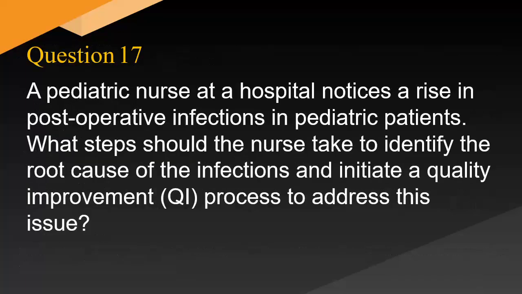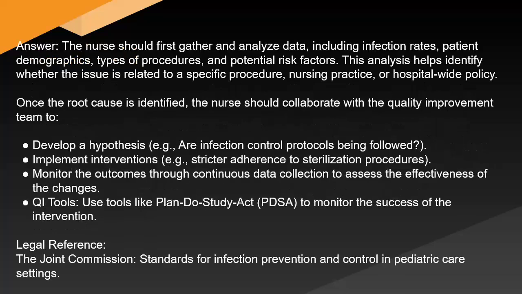A pediatric nurse at a hospital notices a rise in post-operative infections in pediatric patients. What steps should the nurse take to identify the root cause of the infections and initiate a quality improvement process to address this issue? Answer: the nurse should first gather and analyze data, including infection rates, patient demographics, types of procedures, and potential risk factors. This analysis helps identify whether the issue is related to a specific procedure, nursing practice, or hospital-wide policy.